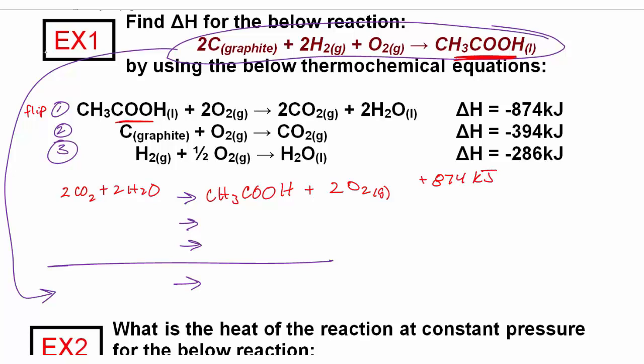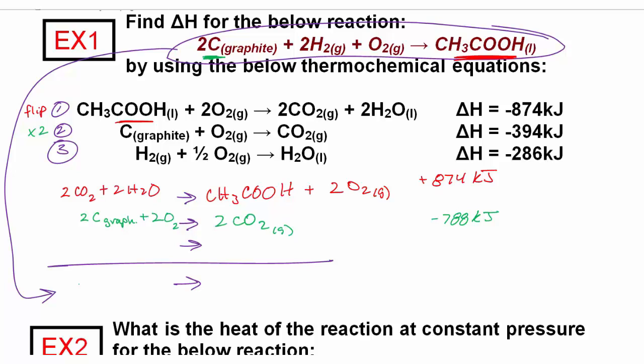Now the second reaction, notice that I've got C graphite on the reactant side, and I've got a 2 in front. So I'm going to take this times 2, but don't flip it. So I'll have 2 C graphite and 2 moles of oxygen forms 2 moles of carbon dioxide. And I need to multiply 394 times 2, which is negative 788 kilojoules.